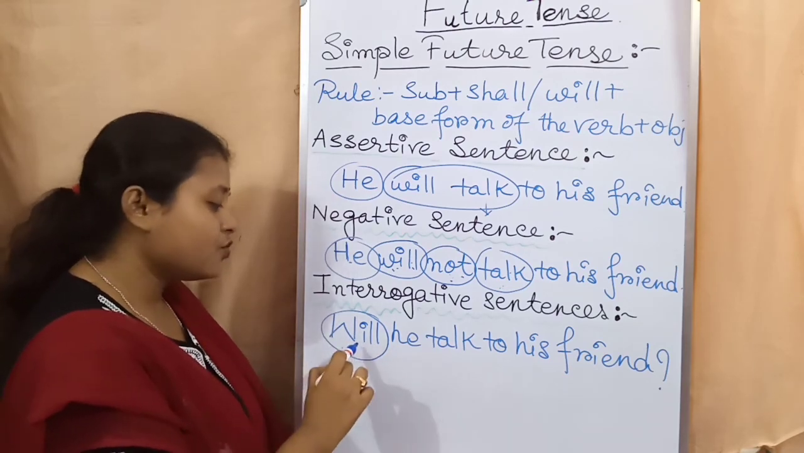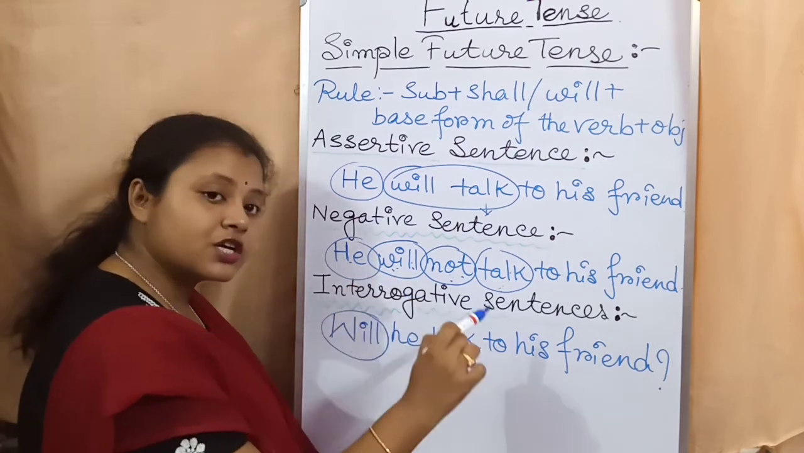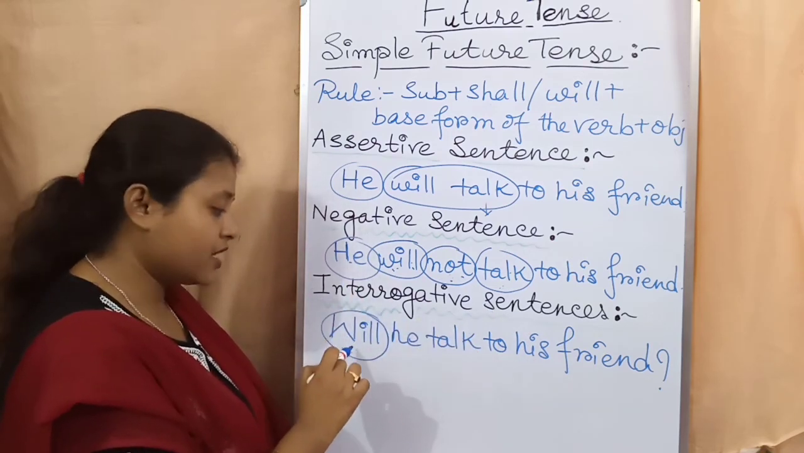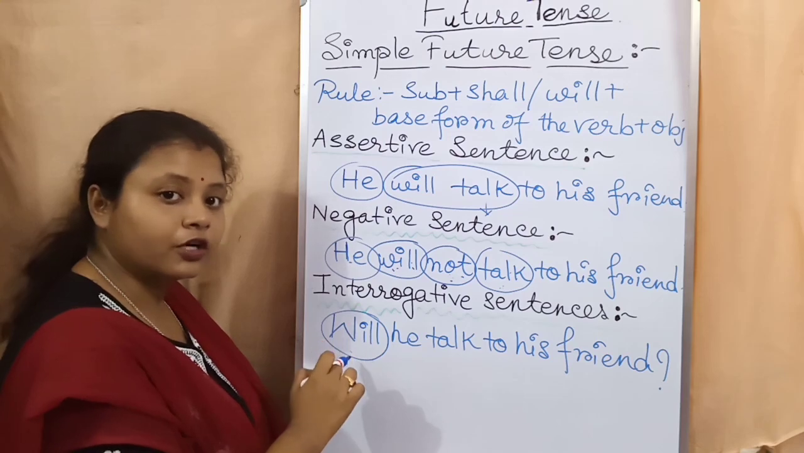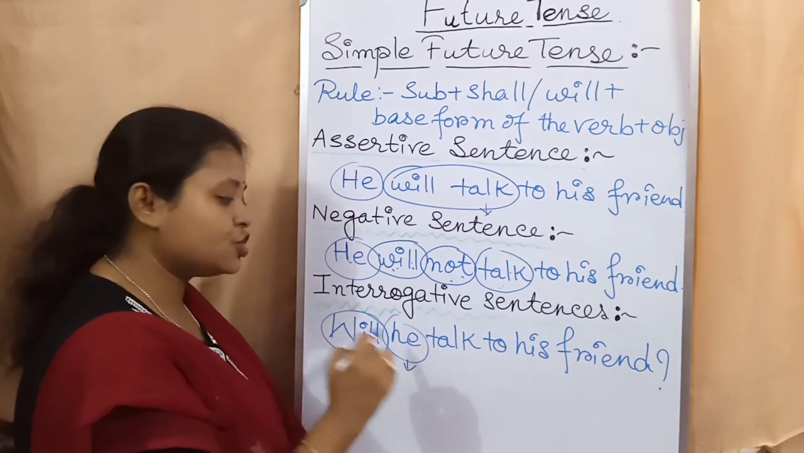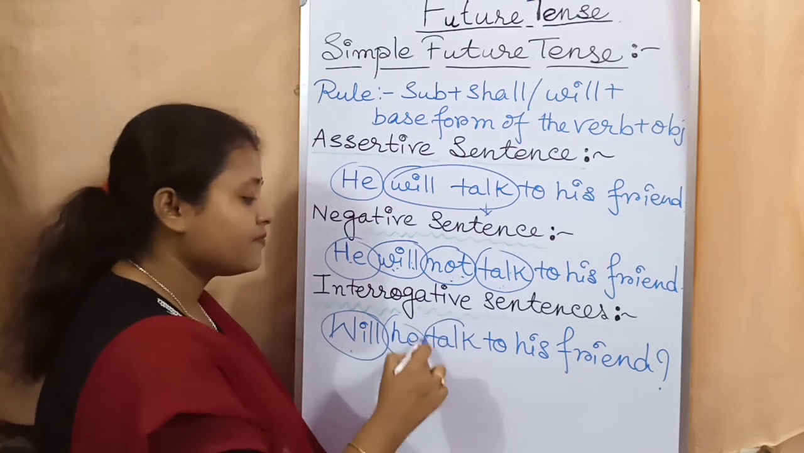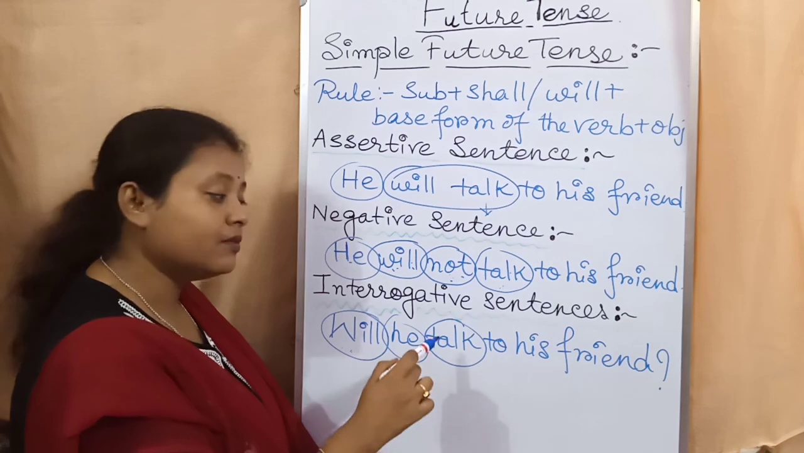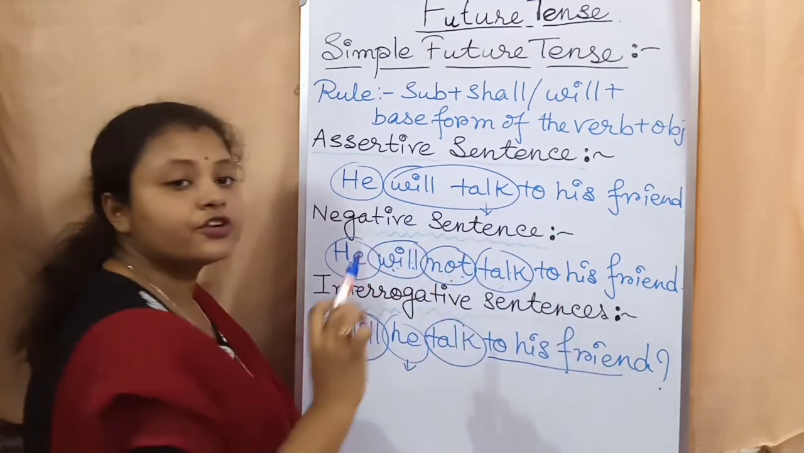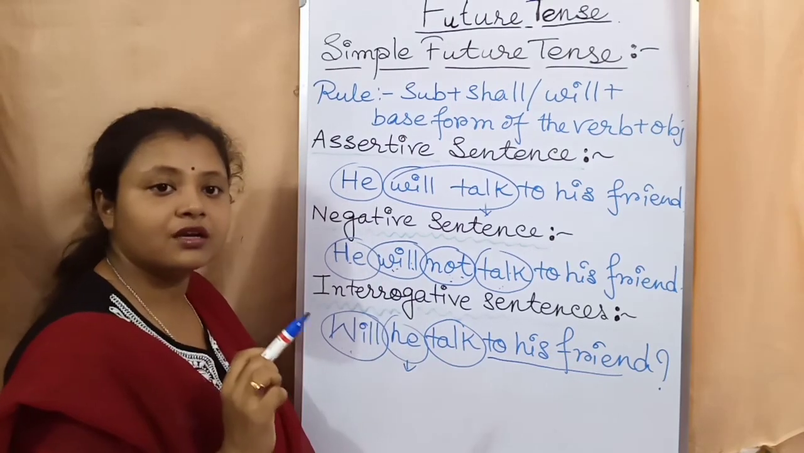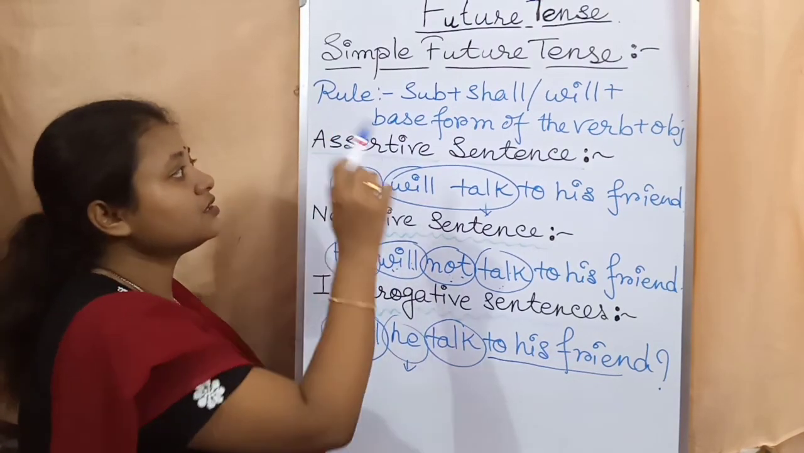So that is why will, because it is an interrogative sentence. So I have started the sentence with will, the auxiliary verb. Will. After that, subject. After that, the base form of the verb or the present form of the main verb. Then the remaining portion of the sentence. After that, the question mark. Okay, students. So here is the rule.